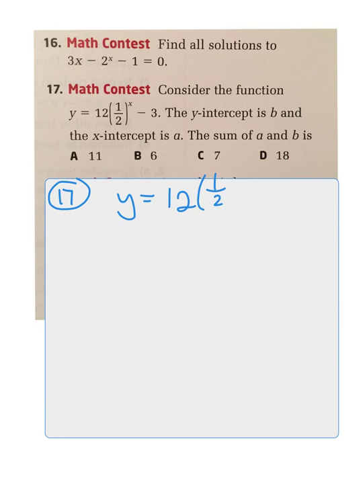So y equals 12 times 1/2 to the x minus 3. And we're going to find the y-intercept. Well, the y-intercept is when x equals 0. So if we substitute x equals 0 in there, 1/2 to the 0 is 1. 12 minus 3, 12 times 1 is 12, minus 3 is 9. If we plug y equals 0 in, see what we get.